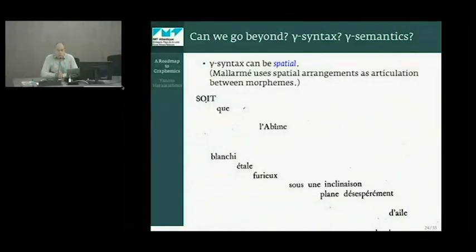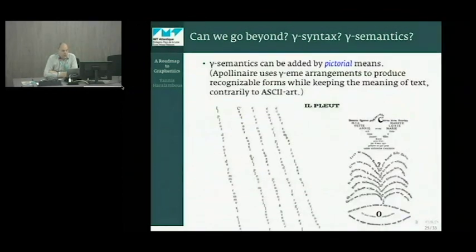Graphosyntax can be spatial. So this is taken from a poem by Mallarmé. "Un coup de dé ne peut abolir le hasard." And here the spatial arrangement carries meaning. Apollinaire, calligram: again spatial arrangement carries meaning, but this time it's also pictorial meaning. So you have the text and the way the text is displayed, like in Arabic calligraphy.